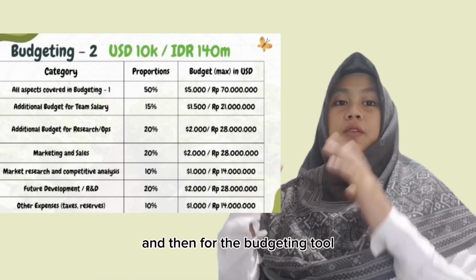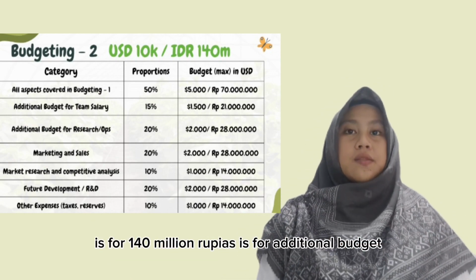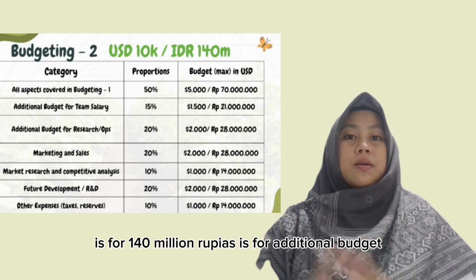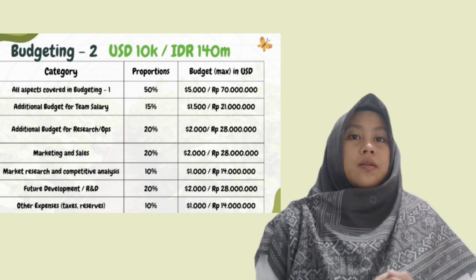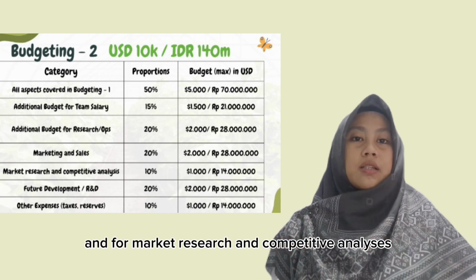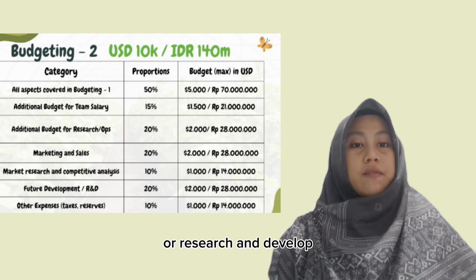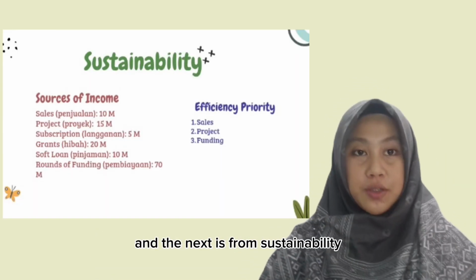Like this slide. And then budgeting 2 is 140 million rupiahs as an additional budget for team salary, for research, for marketing and sales, for market research and competitive analysis, and for future research and development. And the next is sustainability.